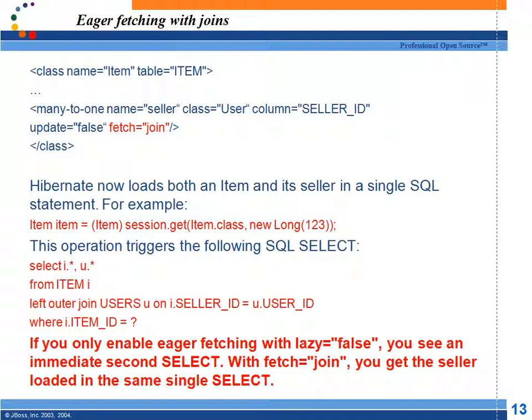But if I say lazy is equals to false, this also will fetch eagerly. But now when I say lazy is equals to false, it will fire two separate queries. One query for bank account and one query for user. Two separate queries if I say lazy is equals to false. But if I say fetch is equals to join, it will join those two tables in a single query. It will also fetch eagerly, right?